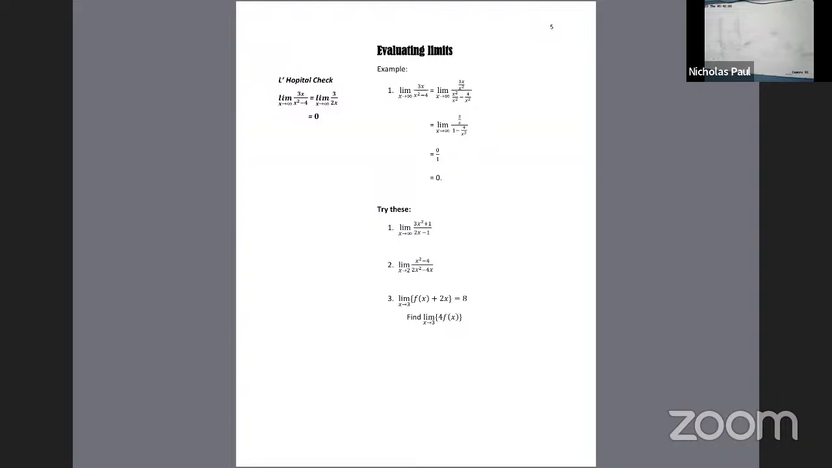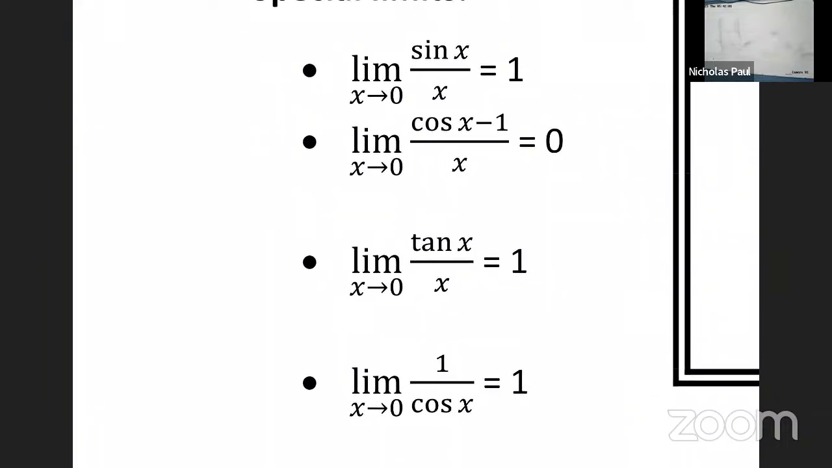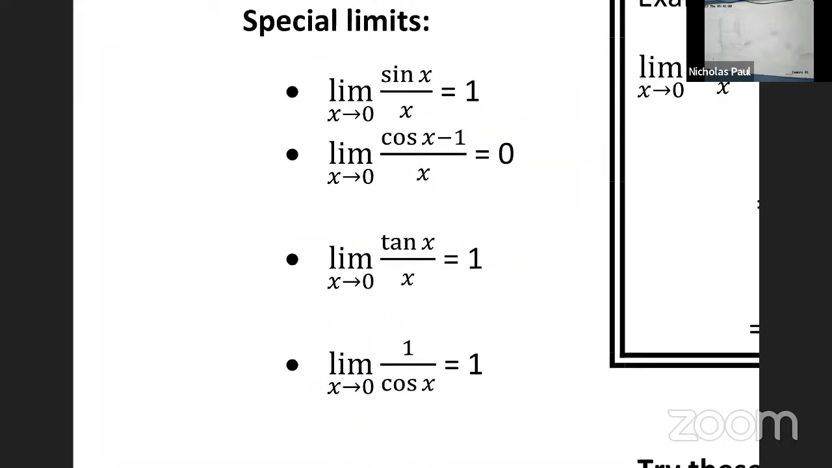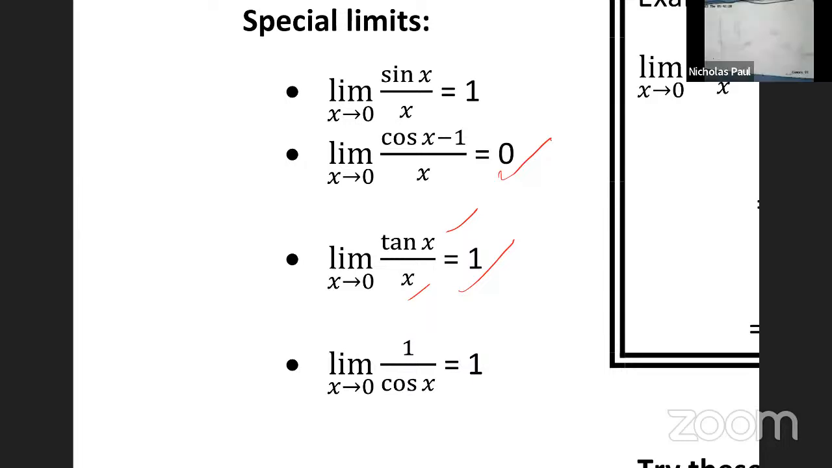And these are 4 more special rules that we have to learn. Whenever you see the limit of sin x on x, that value is 1. Whenever you see cos x minus 1 on x, as x approaches 0, that value is 0. The limit of tan x on x is 1. And 1 on cos x is 1. So we have to learn those rules, okay?